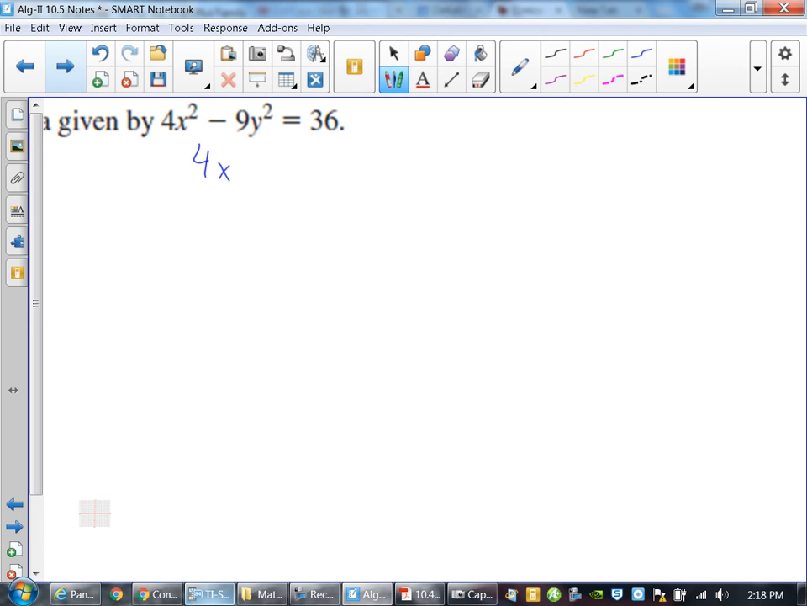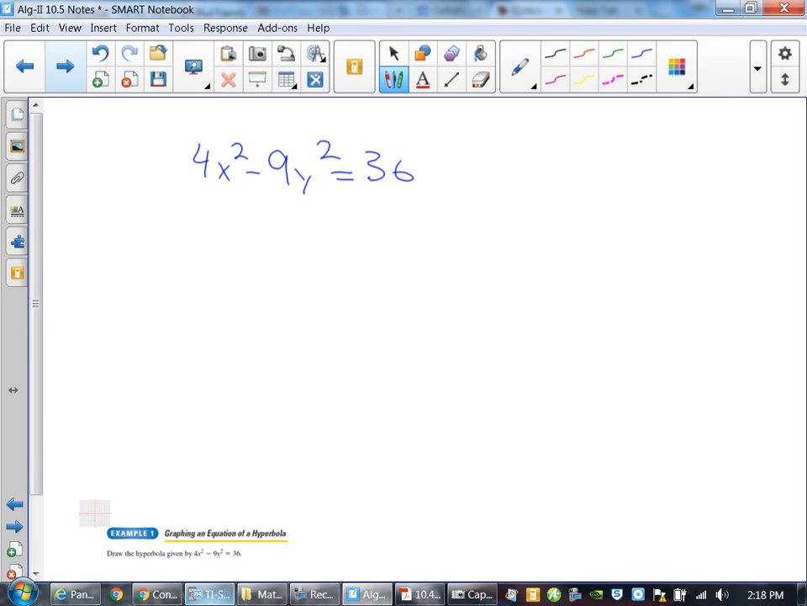4x squared minus 9y squared is 36. We're going to graph this and label everything. We're going to find the center, vertices, co-vertices, foci, and equations of the diagonal asymptotes. It sounds like a lot, but once you figure out what your a, b, and c values are, it's pretty quick. Just like it was yesterday, hopefully, for the most part.